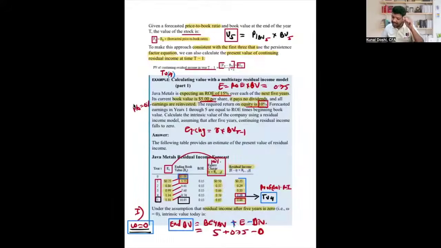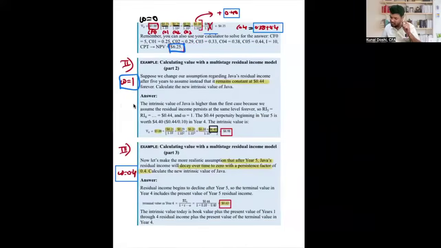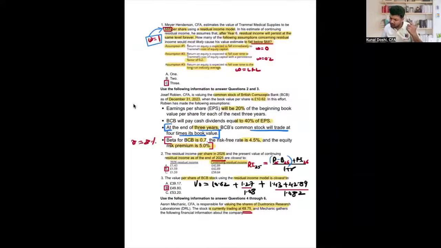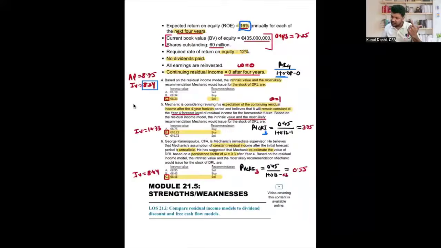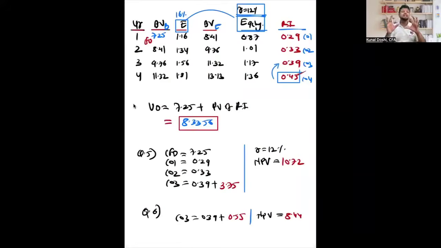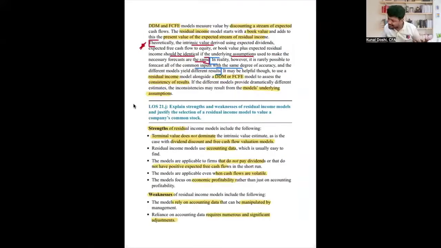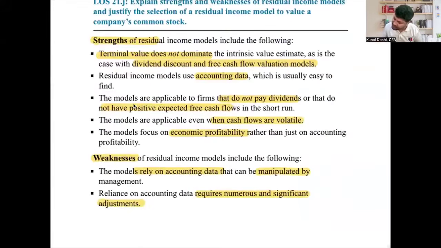There is this assumption which I'm just waiting for, this clean surplus violation assumption. This is very interesting notes that we made, amazing work we did, right? We will see a complicated question where we will have multi-stage, but that is rarely tested in exam. Yes, strengths and weakness, we've discussed the strength and weakness of the residual income approach.